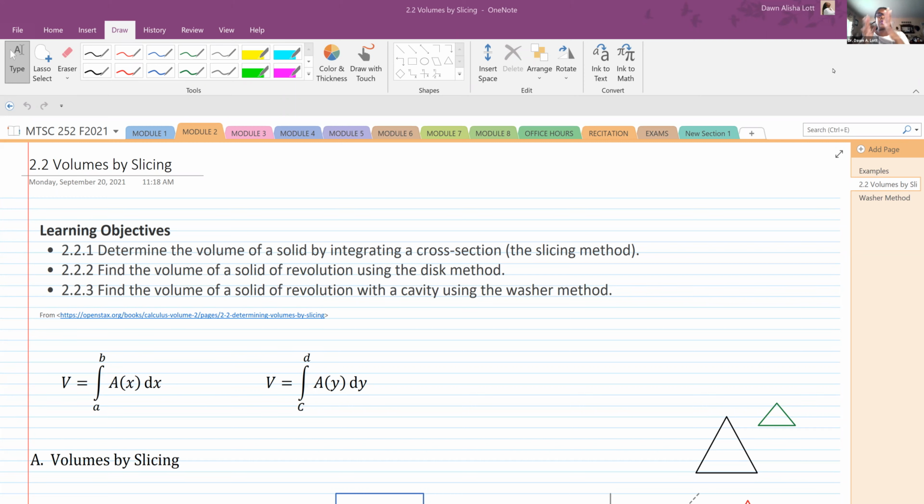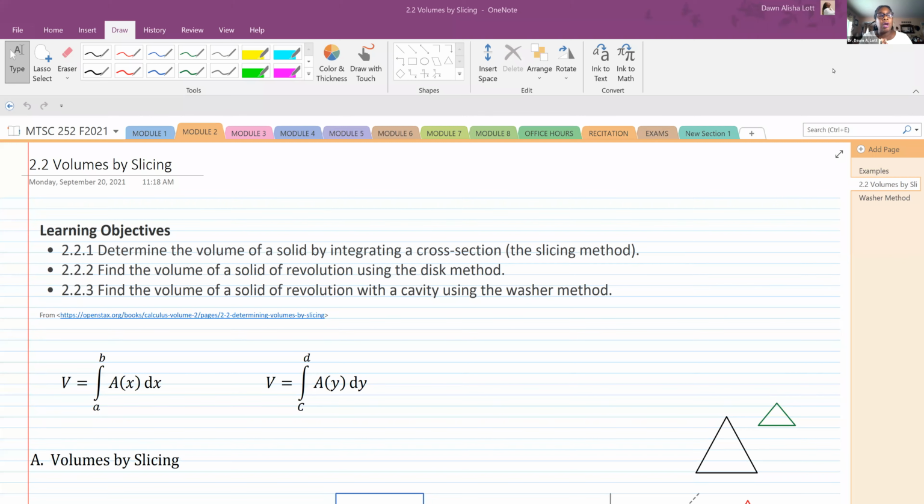So first off, the objectives of this particular section are to learn how to do the volume of a solid, where we just use the slicing method, but then we also are going to do some volumes of revolution. So that means we're going to be revolving some regions about the x and y axis and being able to determine what the volume of the resulting thing is.